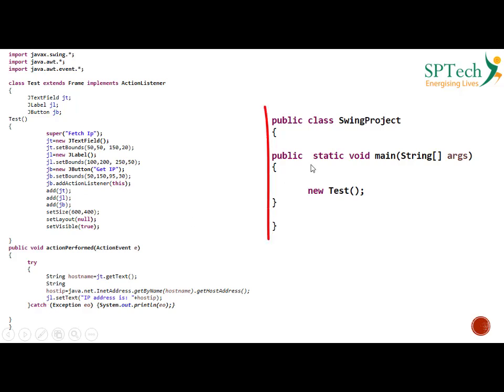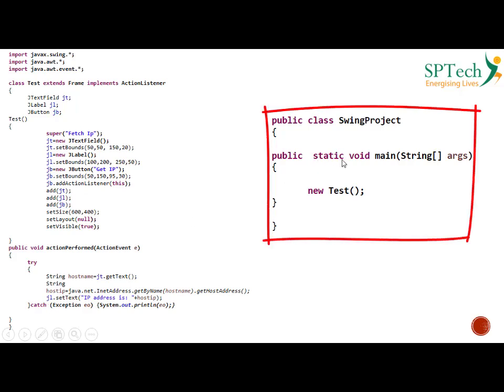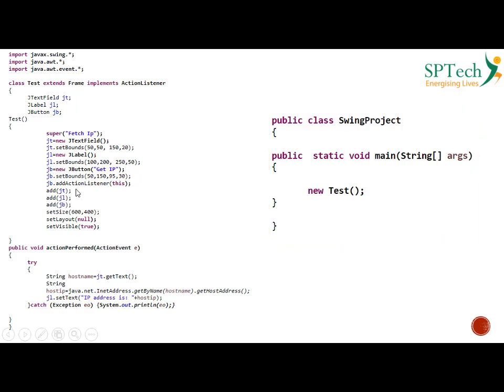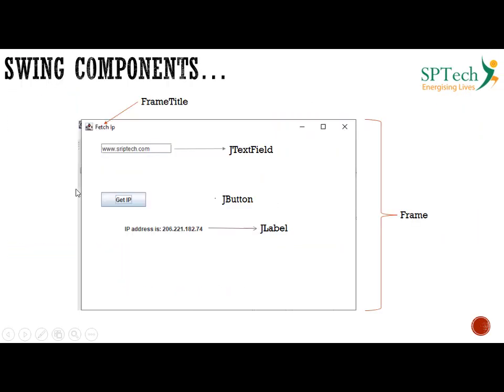Now in the main program, in the main method, you are calling the instance of Test. You know that when you create an instance of a Test class, a constructor is called. So when the constructor is called, the entire code within the constructor gets executed, and finally you get the desired output. So this is the output that you get. Once you give this website name in the text box and hit the get IP button, you are going to get the IP address of this particular website.